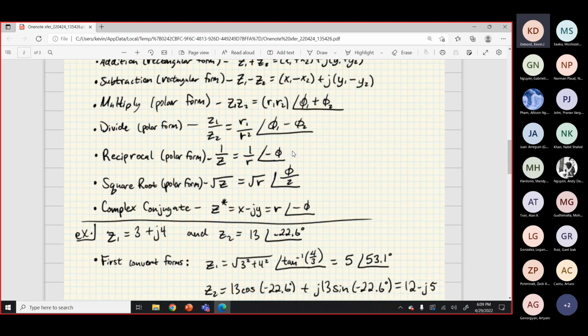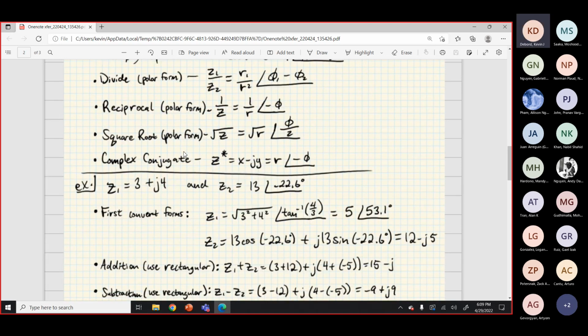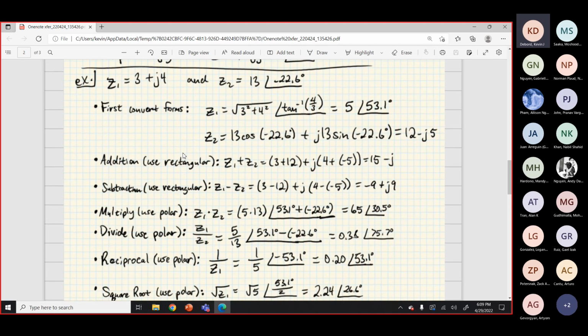And we shouldn't need to know reciprocal or square root, but I do think conjugate has popped up on homework problems. Conjugate is just, you make the phase angle 0. That's it. Or not 0, sorry, you make it negative. That's it. And then these are some problems. I think you guys are fine with this, right?